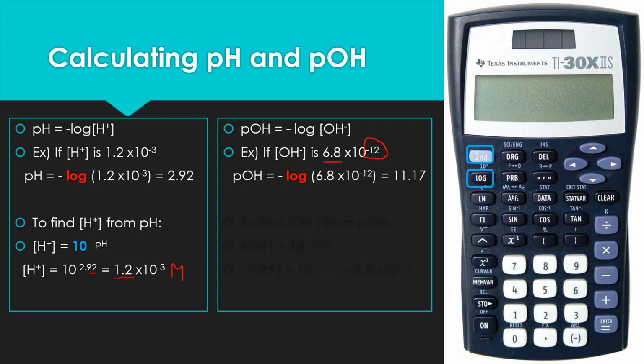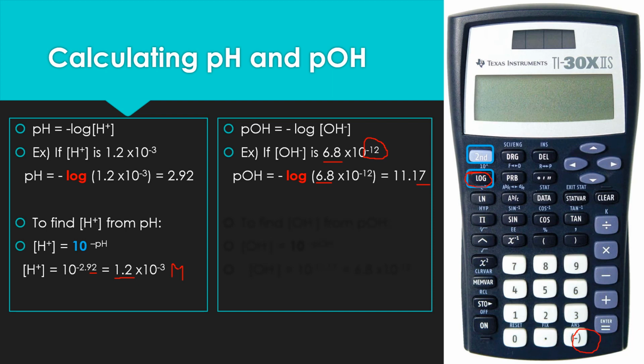So if we plug that in, we do pOH equals negative log. So we'd hit that negative, and then that log button, and type in our scientific notation. That should give us 11.17. Another good one to try in your calculator. Make sure you're typing it in right. Again, 2 sig figs here, so 2 decimal places. And you notice it's pretty near 12, right? I said it'd be 12, but a little lower because of that 6.8.